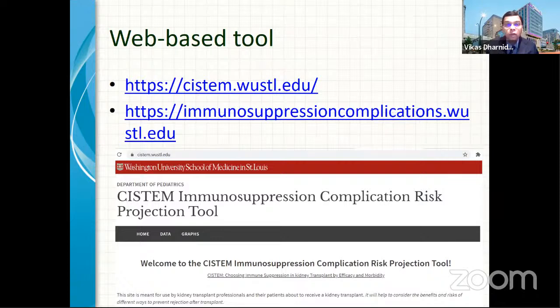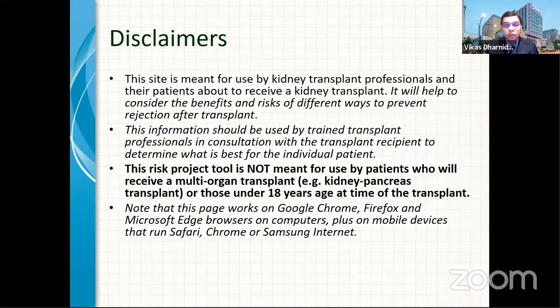And so then what you will get in that, I'll show you in a second, a few disclaimers for it. This is guidance. It's meant for kidney transplant professionals to help with their patients, and you will get benefits and risks of different medication regimens. And it is not meant for use by patients who receive a multi-organ transplant like kidney, pancreas, not meant for under 18. We've derived it entirely from US-based data. Not sure what might be the applicability to other parts of the world. But the page does work on multiple different types of browsers, and it also works on multiple mobile devices.